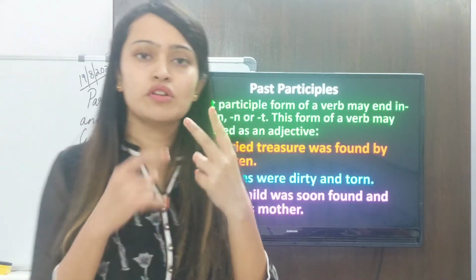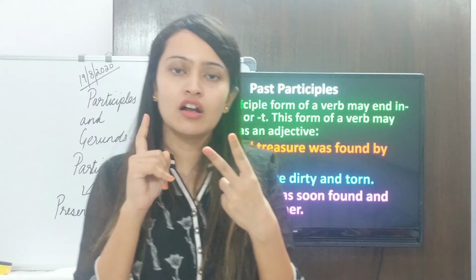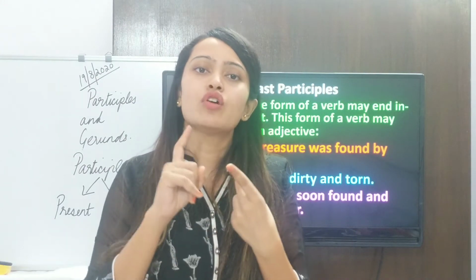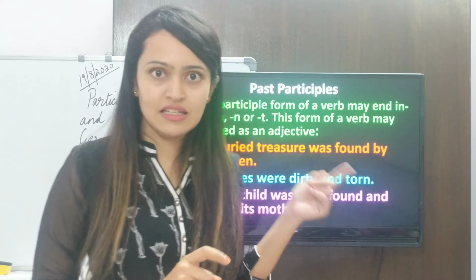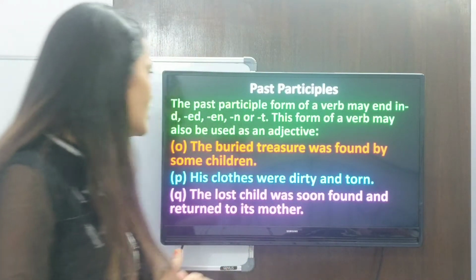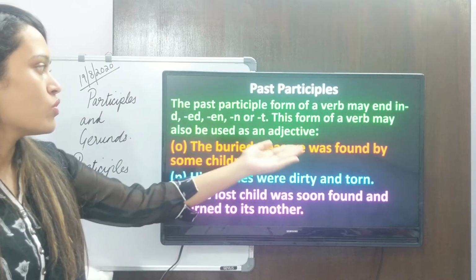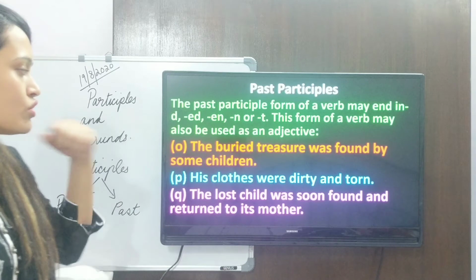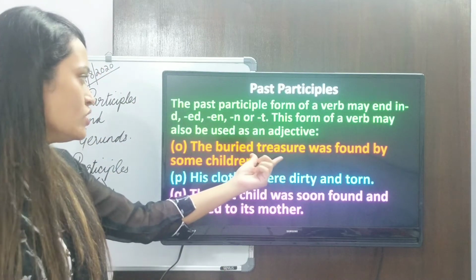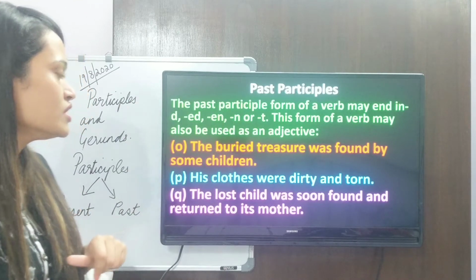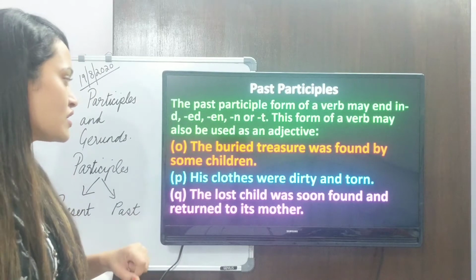And again, the two roles of the past participle are as an adjective and in forming tenses. Which tenses? Perfect tenses, which we will be studying later in the slides. Now if we study the example: The buried treasure was found by some children. You see over here, the noun treasure is being qualified by the word buried. So buried is an adjective over here and it is a past participle.